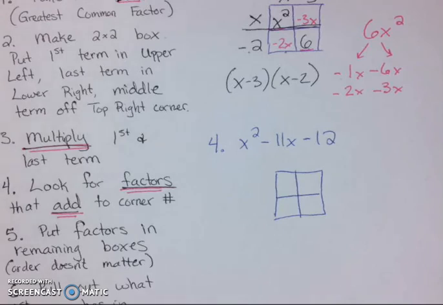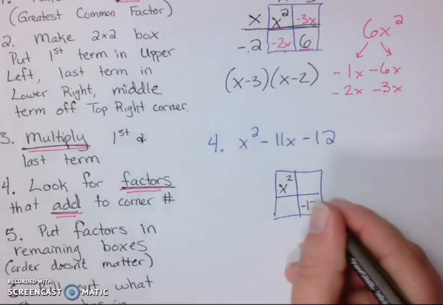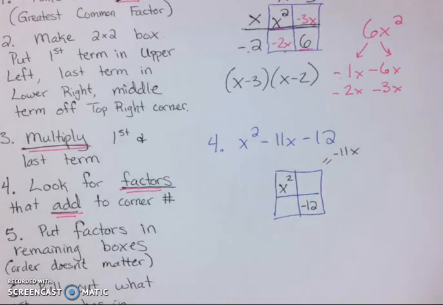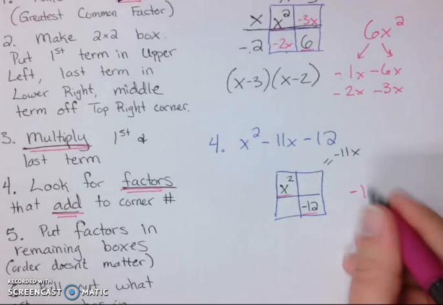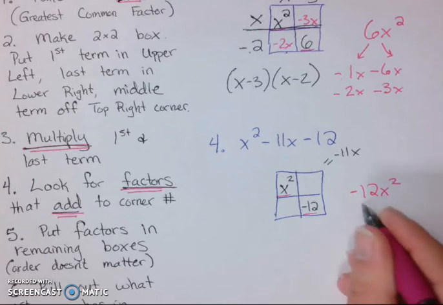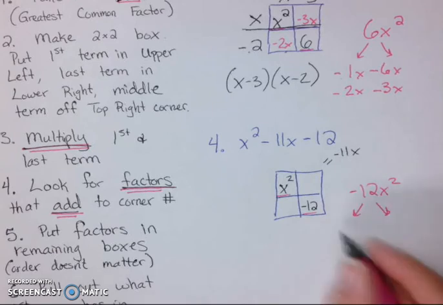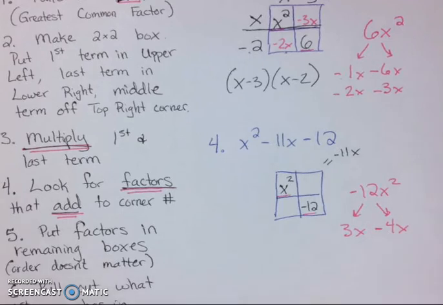Let's do some more practice with negatives. So first term, first box, last term, last box, and the middle one off to the corner. All right, multiply these together. I get negative 12x squared. Now I need to find factors that make negative 12 and add to negative 11. So you might think 3x and 4x, but one of them has to be negative. Well, if you take 3 plus negative 4, you're going to get negative 1. Switch the signs, you're going to get positive 1.